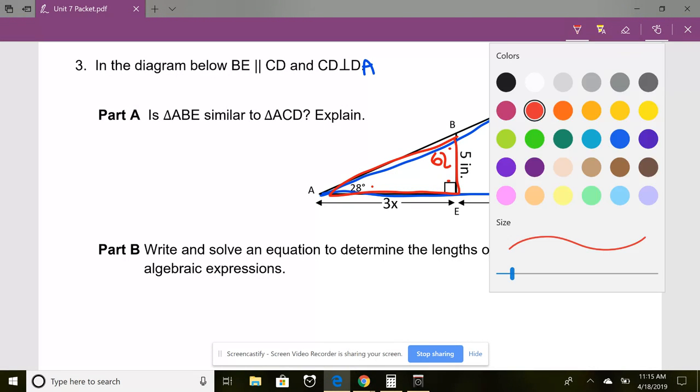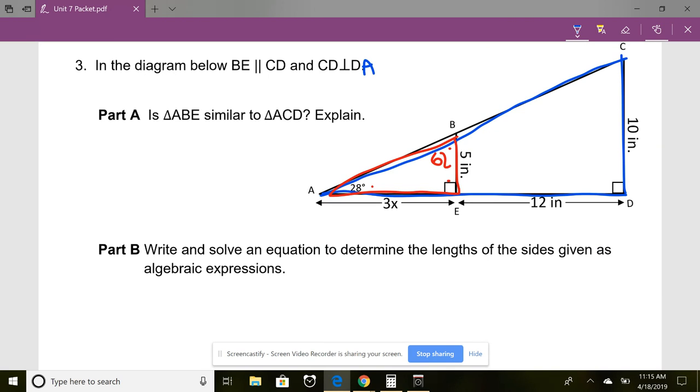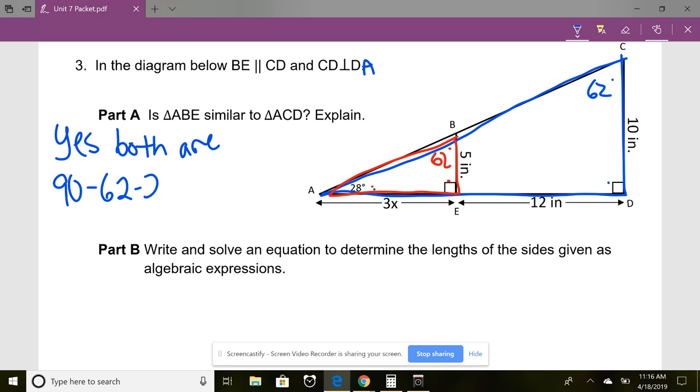Notice in the blue triangle, they have the same two angles. They have a 90 and they have a 28 also, so this one's also going to be 62 degrees. So they are similar, because both are 90, 62, 28-degree triangles.